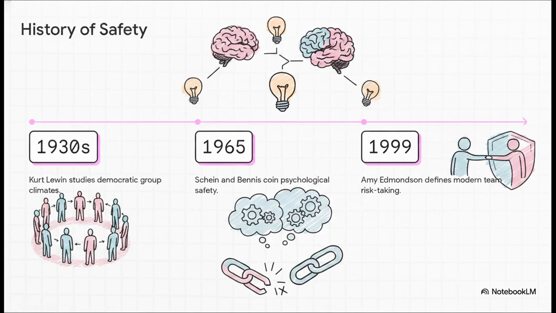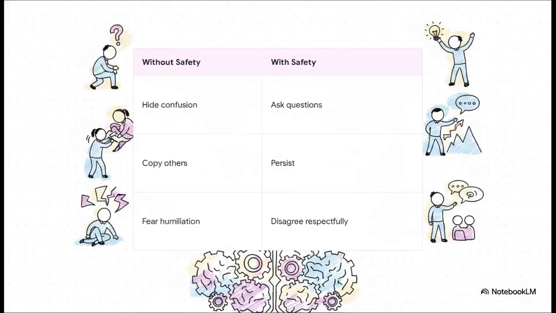From Kurt Lewin's early studies on democratic group climates back in the 1930s to Edgar Schein and Warren Bennis officially coining the term in 1965, all the way to Amy Edmondson's modern definition of interpersonal risk-taking, the research is crystal clear. Human beings simply do not innovate, share, or learn optimally when they feel threatened. Just look at this behavioral shift side by side.